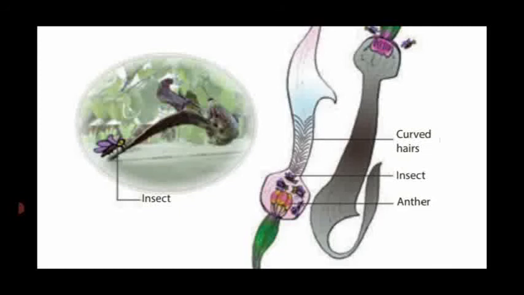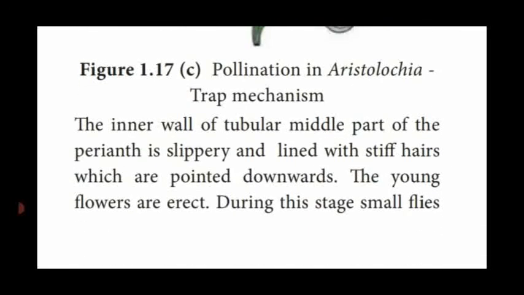There is a perianth tube which is long, isn't it? Perianth, not corolla tube. Calyx and corolla are absent; they are modified into the perianth. The perianth tube looks like a tubular structure. At the center they have the curved hairs. Here, the inner wall of the perianth tube, the middle part of the perianth, is slippery, that is smooth in nature, lined with stiff hairs which point downwards.